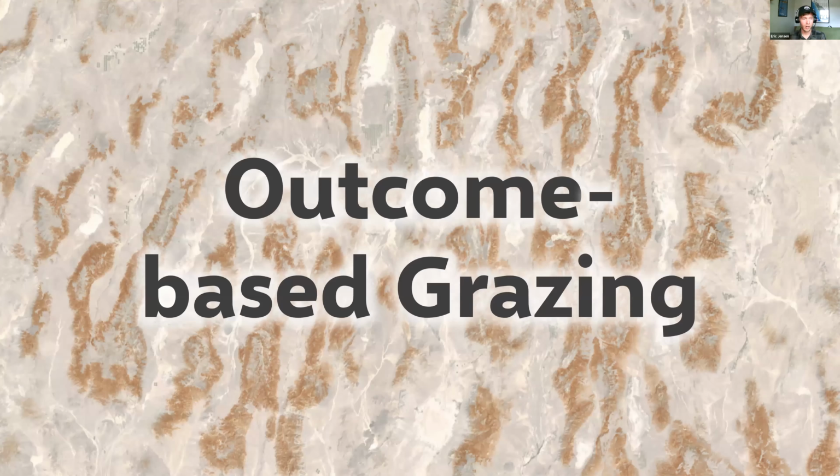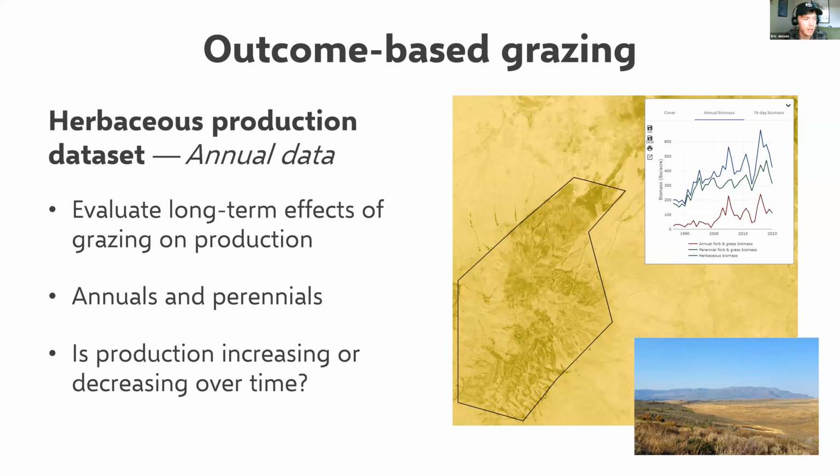All right, we've got a couple more. So outcome-based grazing, and here it's all about the herbaceous production data set. You can cut this up a couple of different ways in terms of evaluating change in the annual data. To me, it's just thinking about, is production increasing or decreasing over time? And is the relationship between annuals and perennials changing? That can just be another piece of information to evaluate long-term trajectories in relation to grazing pastures or allotments.